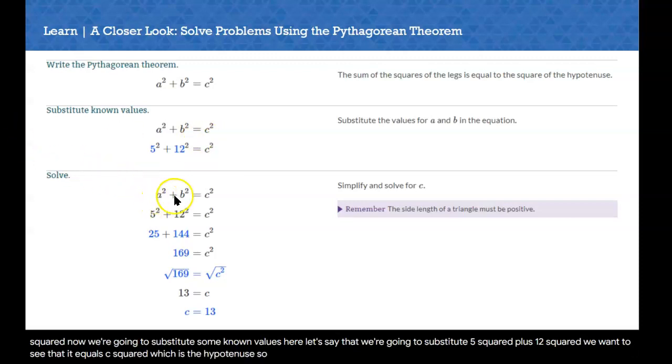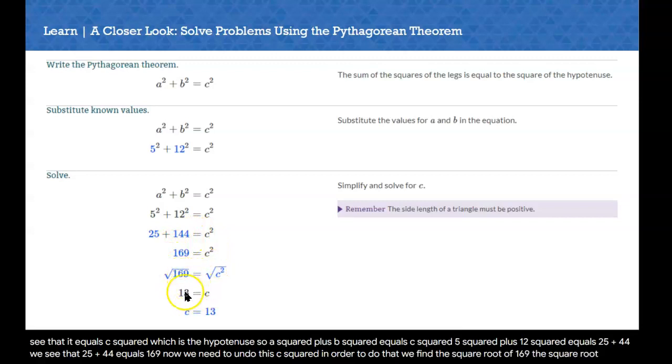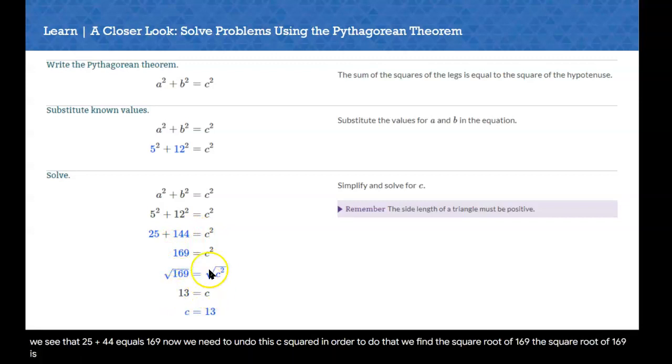So, A squared plus B squared equals C squared. 5 squared plus 12 squared equals 25 plus 144. We see that 25 plus 144 equals 169. Now we need to undo this C squared. In order to do that, we find the square root of 169. The square root of 169 is 13. Therefore, this is a 5, 12, 13 triangle, which is a right triangle.